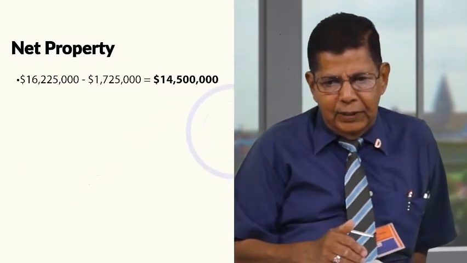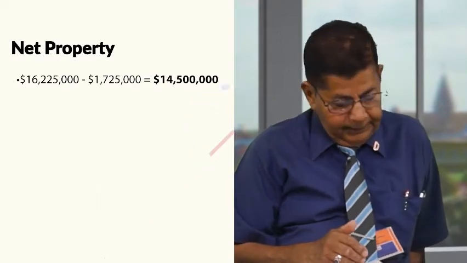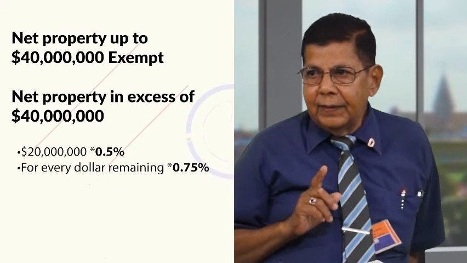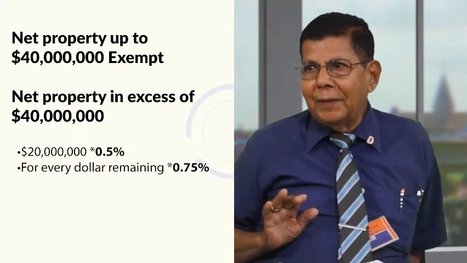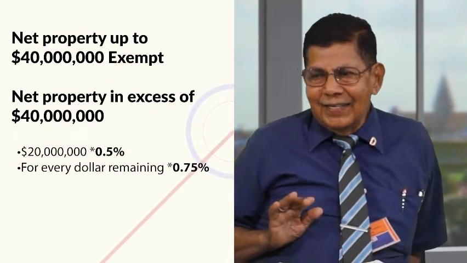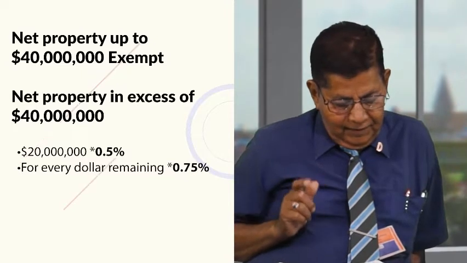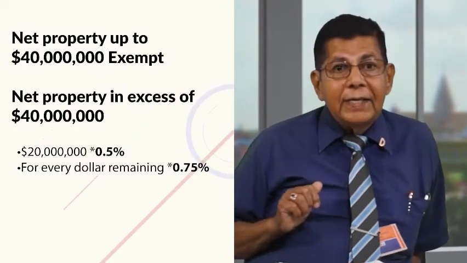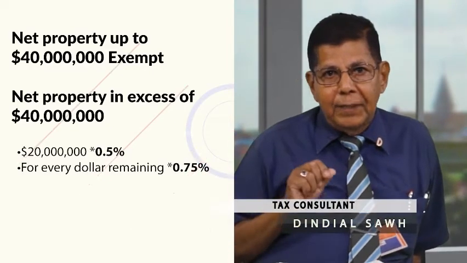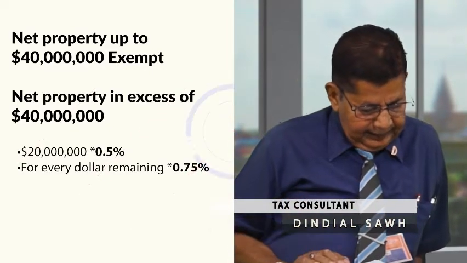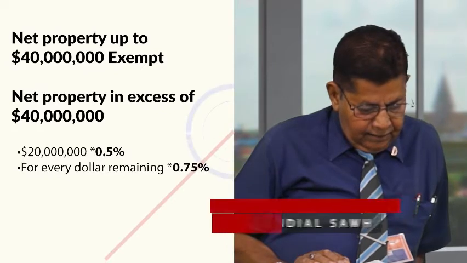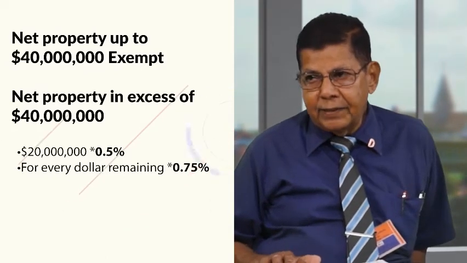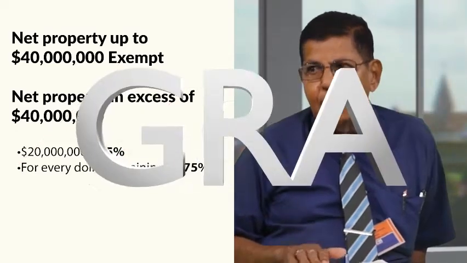How is that charged to property tax? Now you have an exemption right away of $40 million. So the 14.5 is deducted from the 40 million and is not taxable. But if it's in excess of the net assets of 40 million, it's charged tax at 0.75 of 1%, a very flat rate.